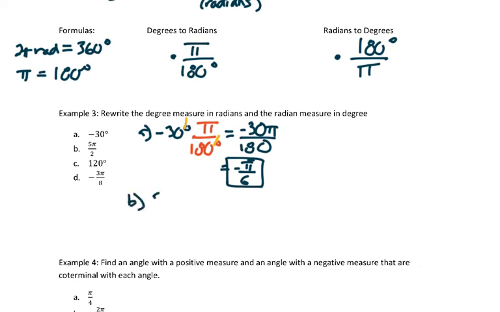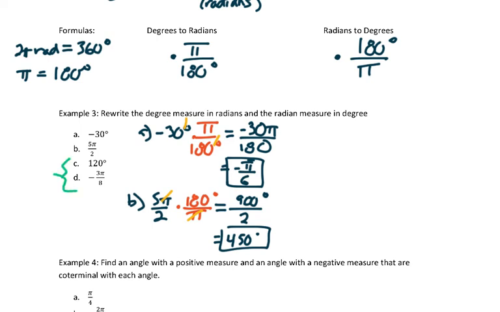B, I've got 5 pi over 2. Again, no degree symbols, which means it's in radians. Also a key is that it has a pi with it. So to go from radians to degrees, we're going to multiply by 180 degrees over pi. Here our pi's cancel out. 5 times 180 degrees would be 900 degrees over 2. And this will actually reduce nicely. So this is 450 degrees.